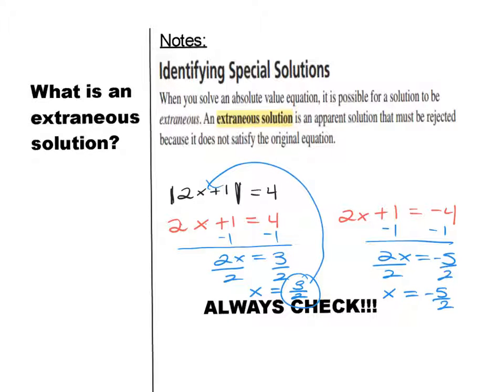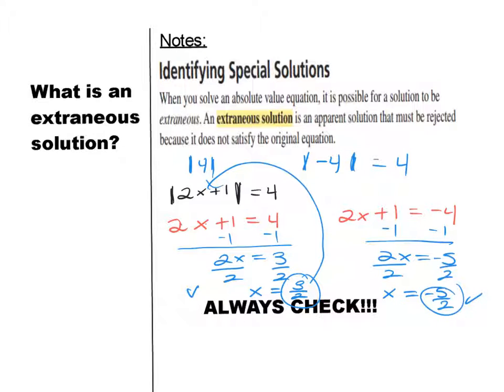3 halves times 2 is just 3 because the 2 on the top and the 2 on the bottom eliminate. So it's just 3. 3 plus 1 is 4, and the absolute value of 4 is 4, so this works. And then for the next one, you plug it in as well. 2 times negative 5 halves is negative 5, plus 1 is negative 4. And the absolute value of negative 4 is also 4, so that works as well.